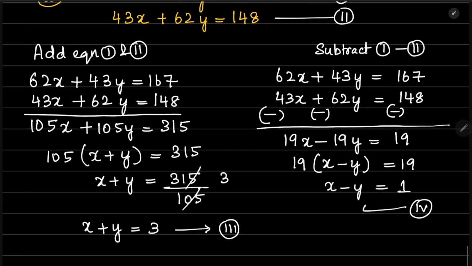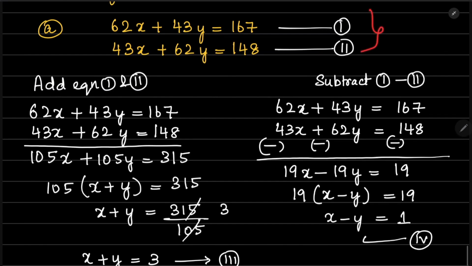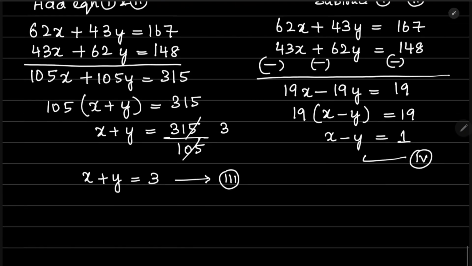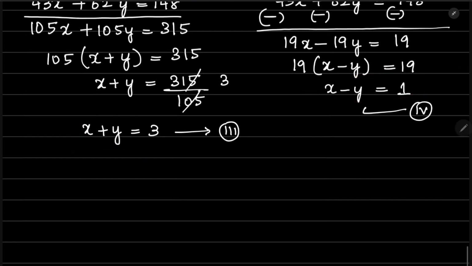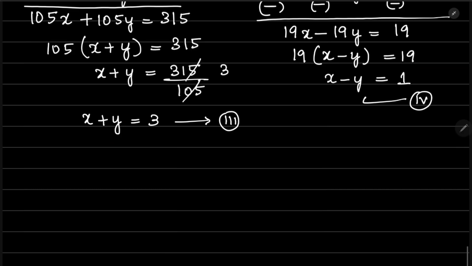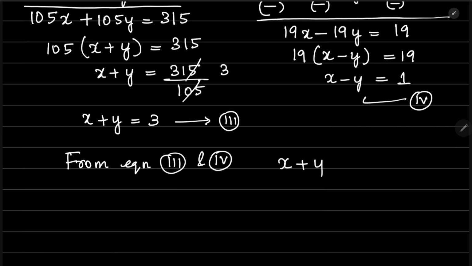Right. So look at how your equations 1 and 2 were looking, all big coefficients. And when you added them and when you subtracted them, look at how simplified the equations are looking. So now you can very easily solve for x and y. So write down from equation 3 and 4. What is your equation 3? x plus y equal to 3. What's your equation 4? x minus y equal to 1. So you have a plus y, you have a negative y. So just add them.